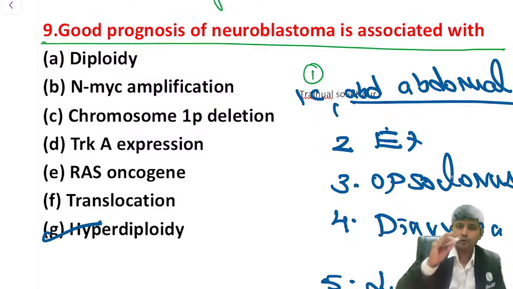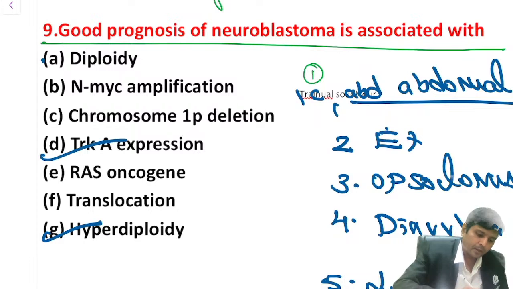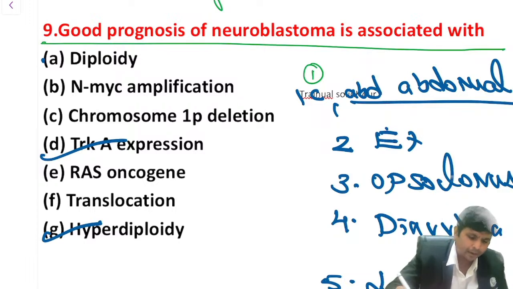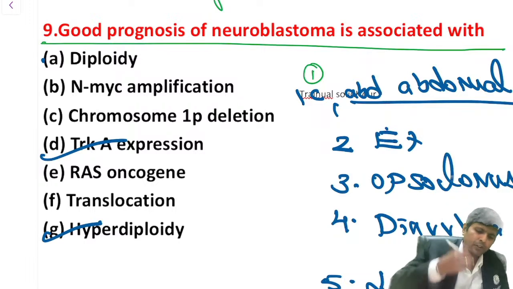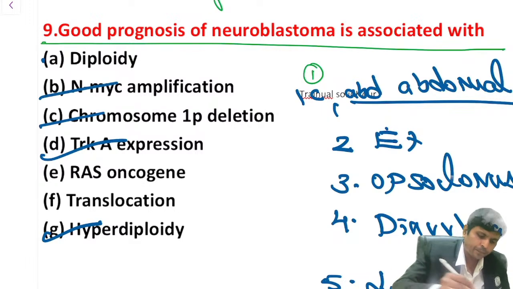Hyperdiploidy is a good prognostic factor for any tumors. Tyrosine kinase A is a good prognostic factor. So there are so many good prognostic factors for neuroblastoma. All neuroblastomas are associated with 1p deletion. 1p deletion is a bad prognostic factor.